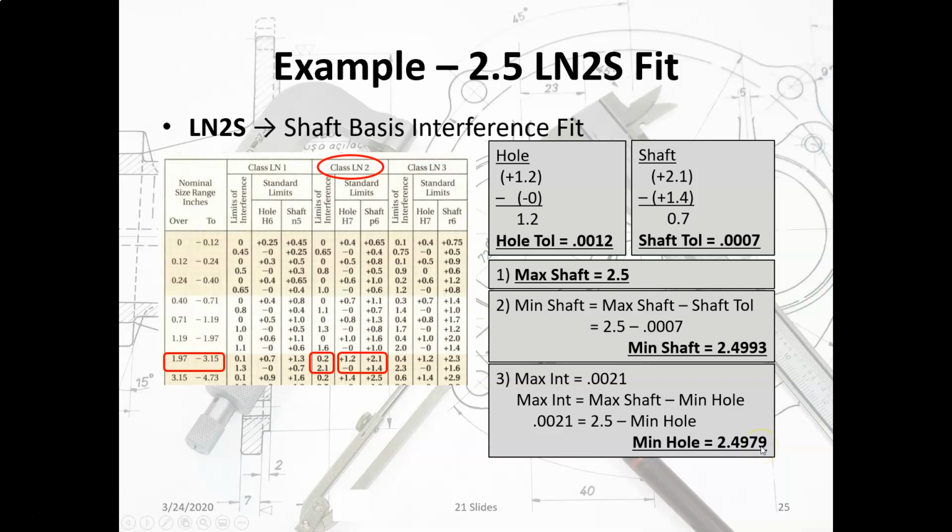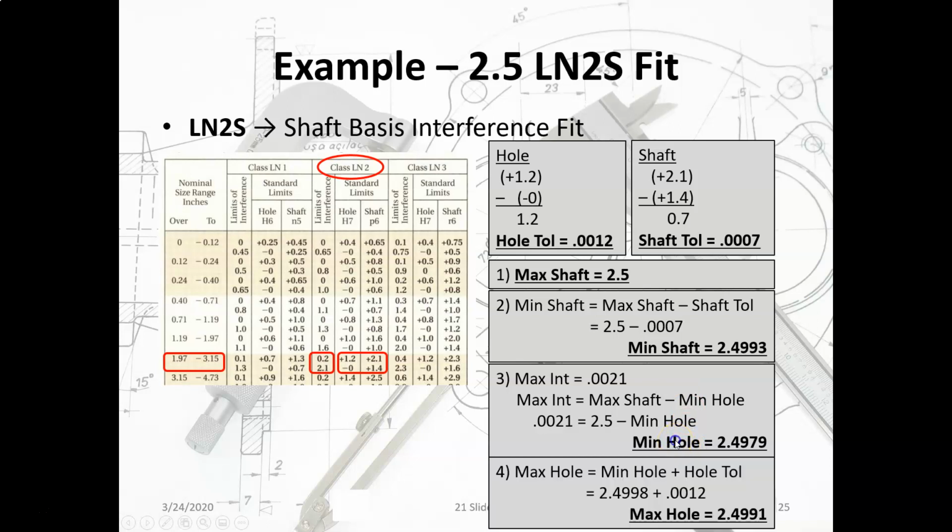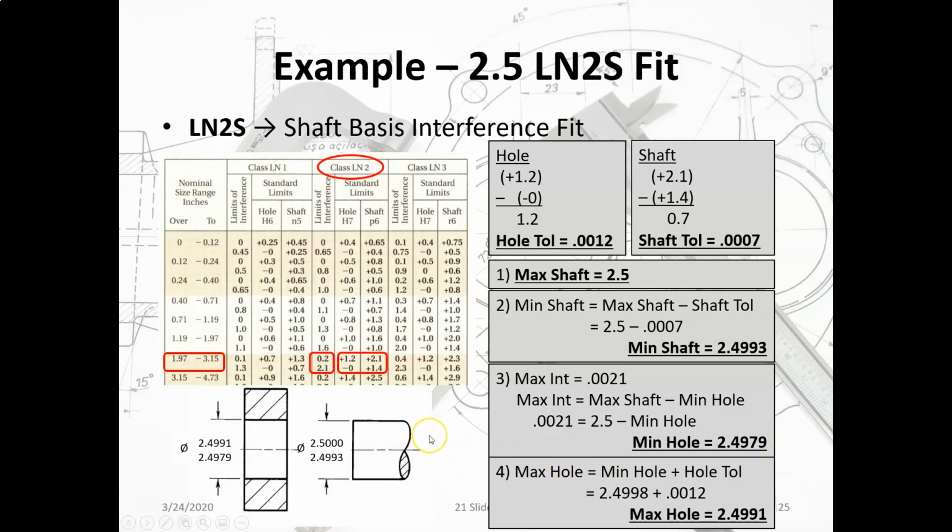We're done. We know the maximum shaft, we know the minimum shaft, we know the minimum hole, and now because we know the hole tolerance, we can calculate the maximum hole. And there's our solution. Obviously, this requires more work than the hole basis fit because these tables are designed for hole basis calculations. If we do shaft basis fits, we have to manipulate the tables.